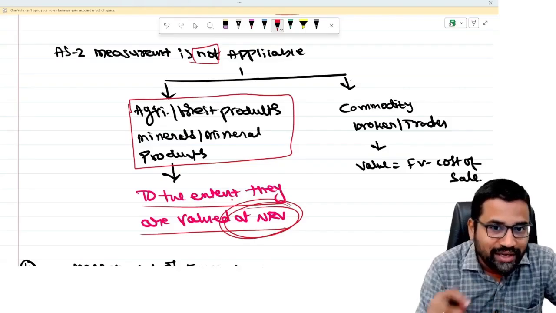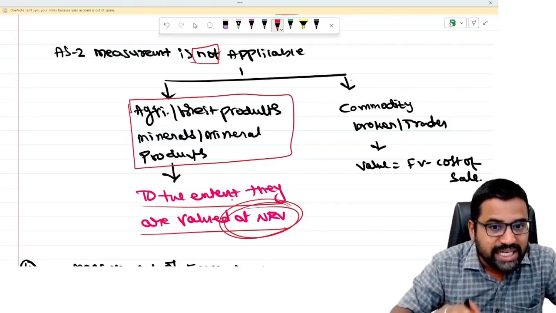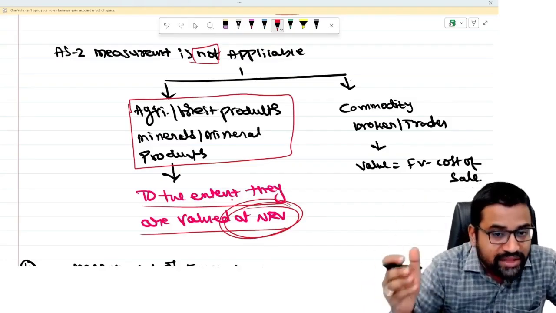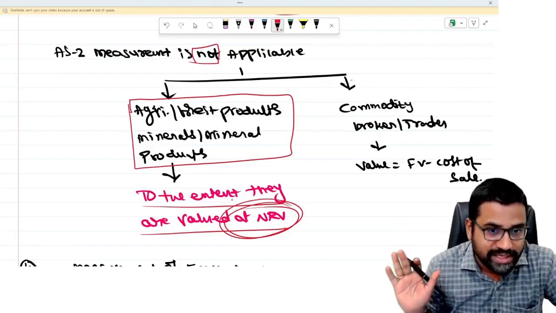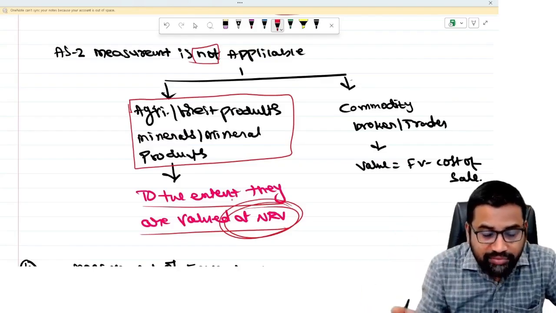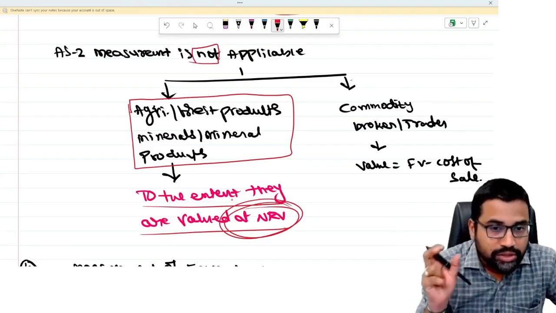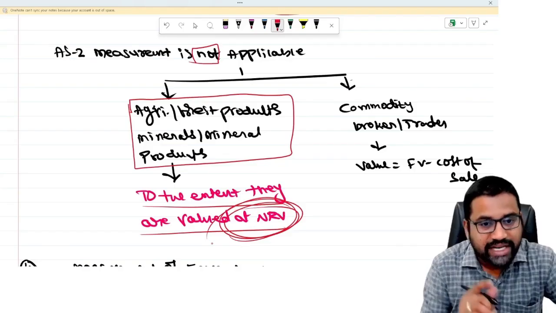Generally, agriculture products, forest products and mineral products have a separate industrial standard for how they are measured. So if you are measuring them at their NRV, don't apply this standard. If you are not valuing them at NRV, then normally you can apply it, because the exception is: to the extent they are valued at NRV, this standard is not applicable.